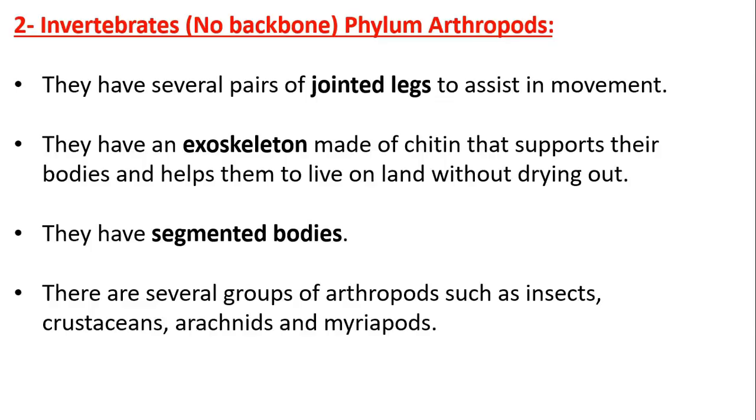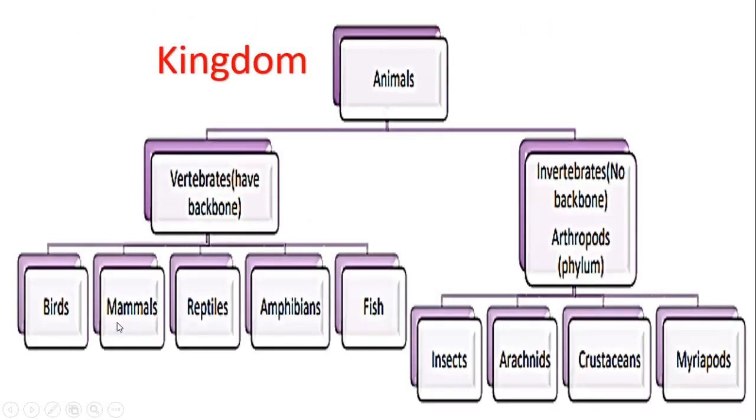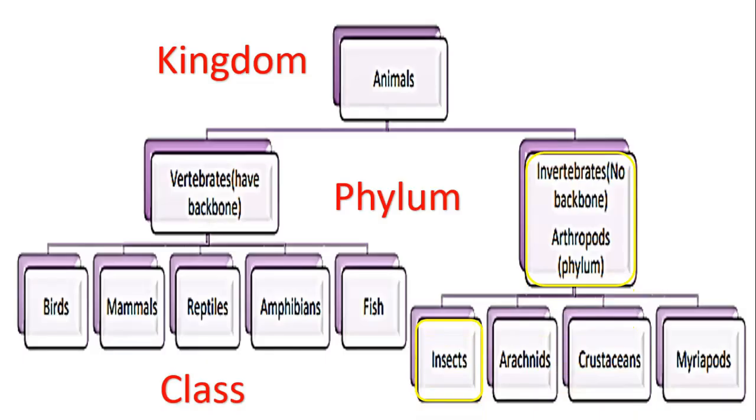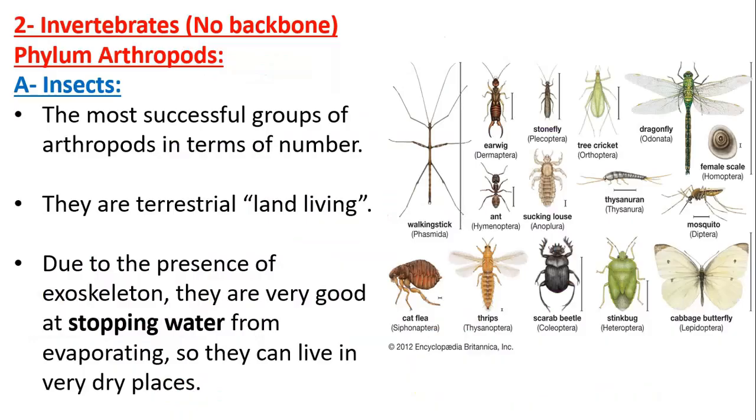They are several groups. We have several classes in this phylum. Insects, crustaceans, arachnids, and myriapods. You can remember them with the word MICA. M-I-C-A. Myriapods, insects, crustaceans, and arachnids. Let's take a look. Again, it's kingdom Animalia, phylum Arthropods, and class insects this time. So let's take a look at insects.